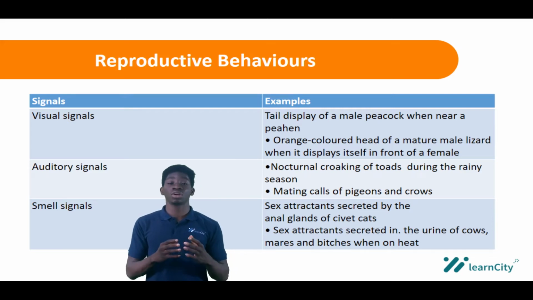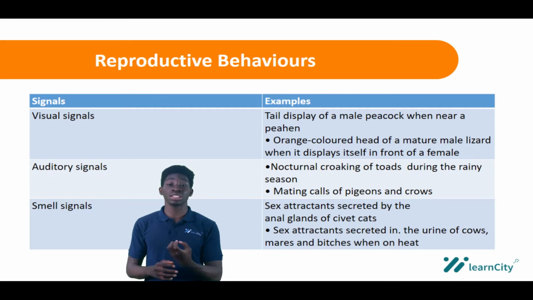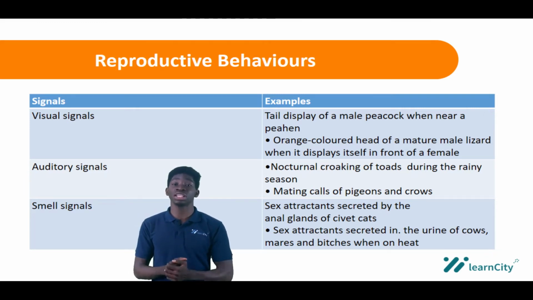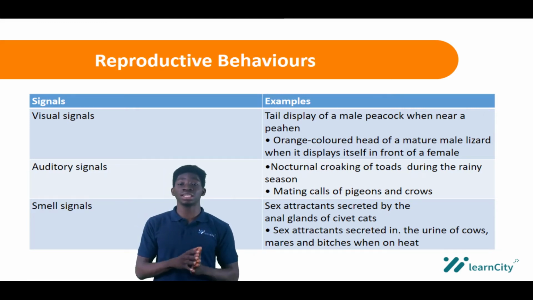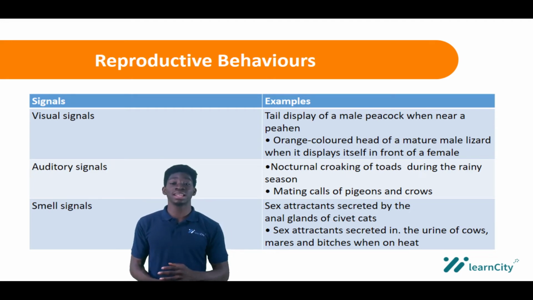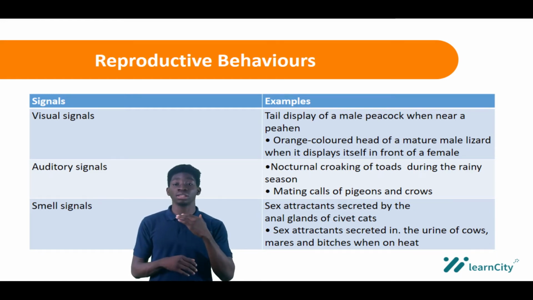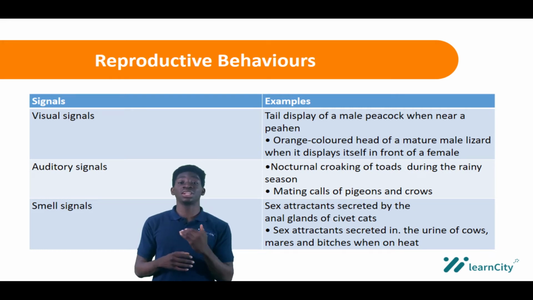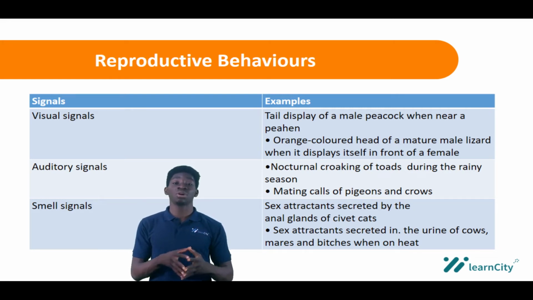Because these are substances that can be smelled, these are smell signals. Then we have some sex attractants that are secreted in the urine of cows, mares, and bitches. Bitches are the female of dogs. These sex attractants are secreted in the urine when these animals are willing to mate. So those are smell signals.